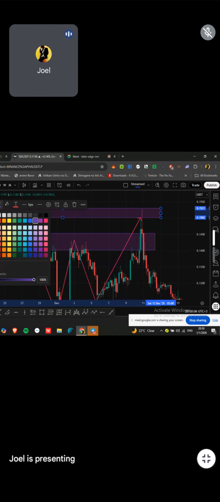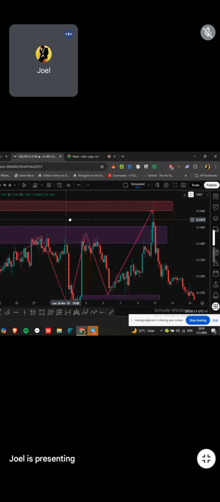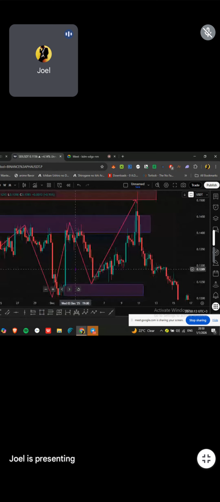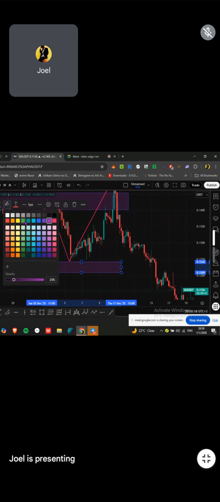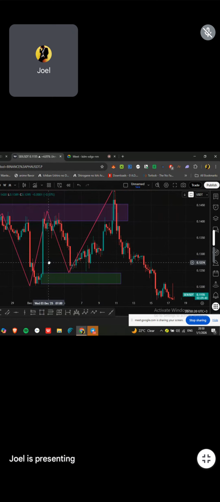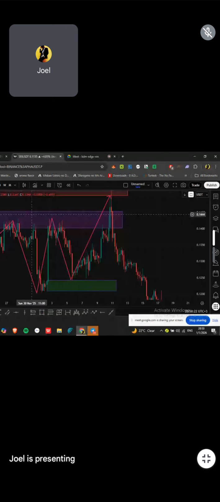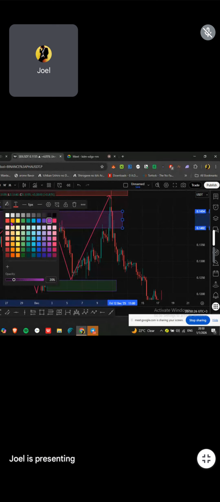But you can change the colors. I usually put my supply areas in red, and then my buy areas in green, so I don't confuse myself. It also makes your work look a bit neat, colorful, playful.